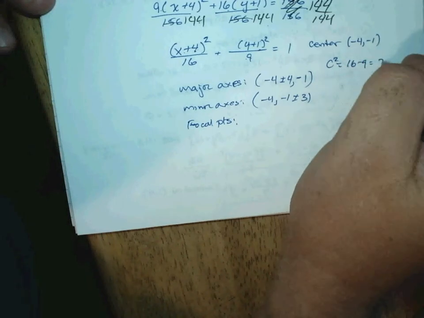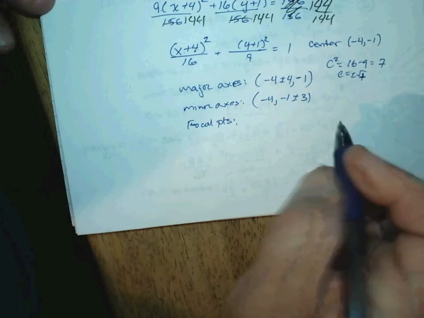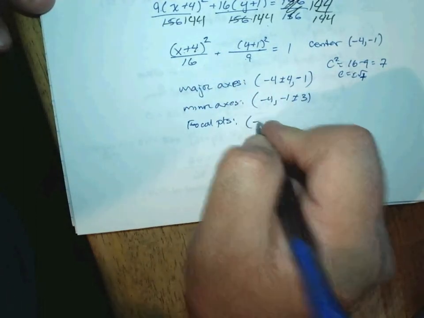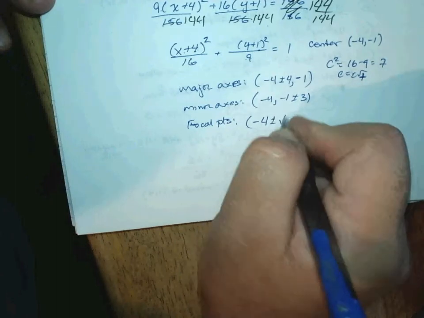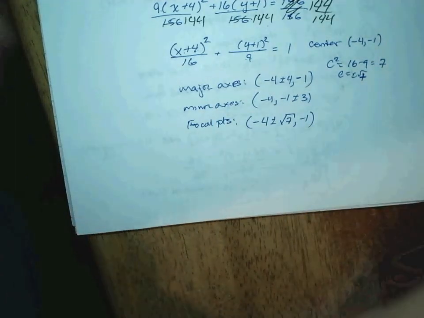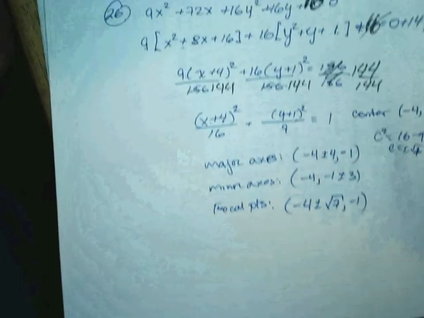And the focal points. Well, c squared is 16 minus 9 is 7. So c is plus or minus the square root of 7. That's how much you want to move to get to the focal points from the center. And those are in the x direction. So -4 plus or minus root 7, -1 would be the location of your focal points.